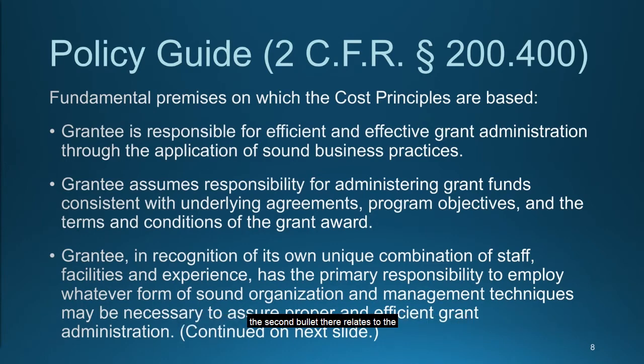The second bullet there relates to the compliance requirements, that everybody has to comply with those. The third bullet is interesting, that it recognizes that every grantee, every subrecipient, every grant recipient has its own unique combination of staff and facilities. Everybody does things a little bit their own way and has their own unique structures for doing things. And so it's recognizing that. And that kind of forecasts a little bit into one of the cost principles that I just mentioned a second ago about doing things consistent with how you ordinarily do for your other operations.